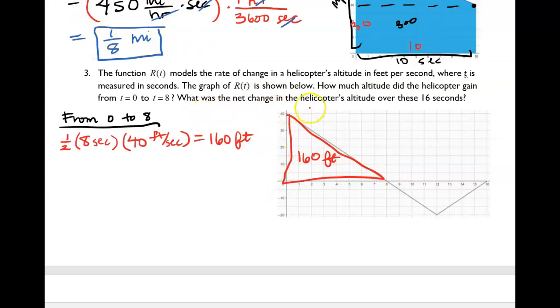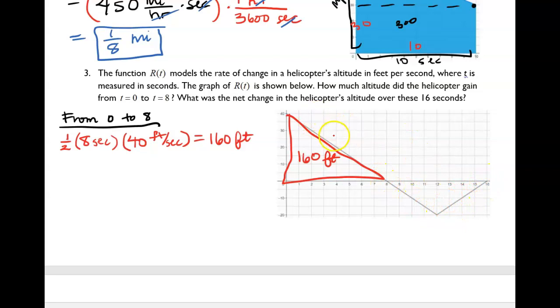And then it asks me, what is the net change in the helicopter's altitude over these 16 seconds? So let's pay attention to this graph. This goes below the x-axis now, or the t-axis. So let's think about what that means. This r of t is the rate of change of my altitude. If my rate of change of my altitude is negative, that means my altitude is decreasing.